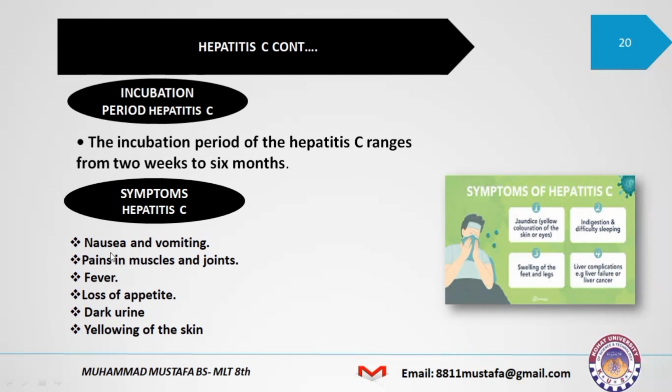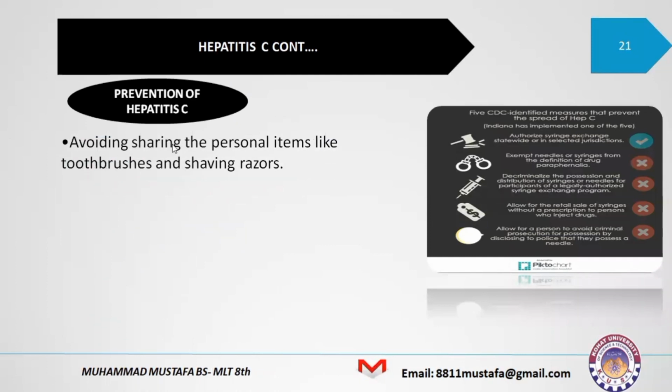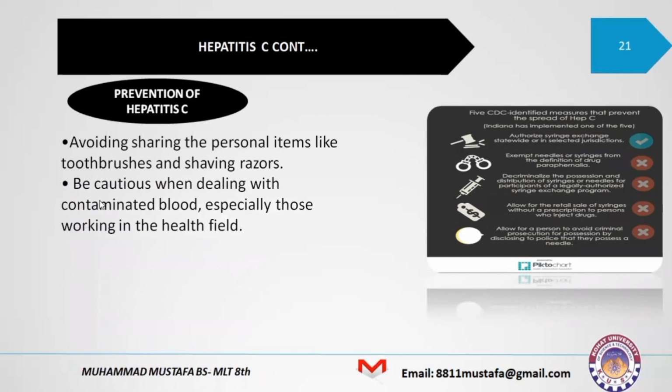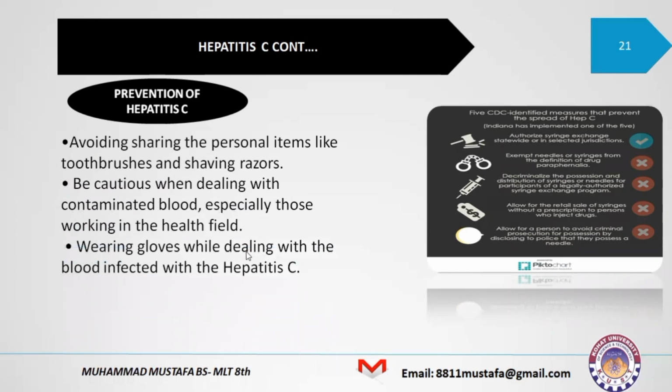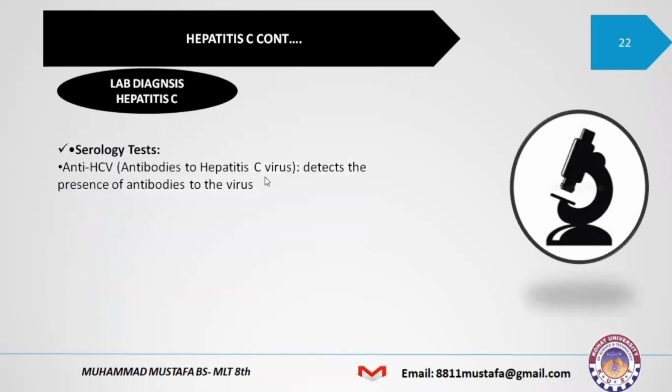Symptoms of hepatitis C: nausea and vomiting, pain in the muscles and joints, fever, loss of appetite, dark urine, yellowing of the skin and eyes. Prevention of hepatitis C: avoiding sharing personal items like toothbrush and shaving razor. Be cautious when dealing with contaminated blood, especially those working in the health field, wearing gloves while dealing with blood infected with hepatitis C. Avoiding prohibited sexual relationships.